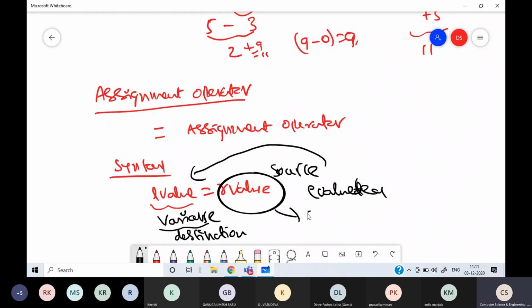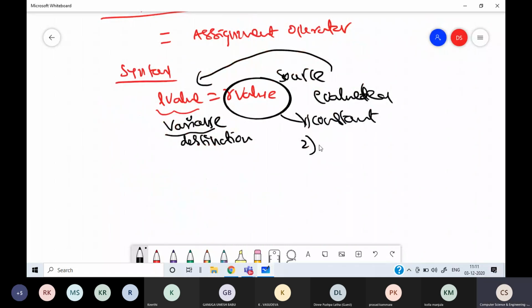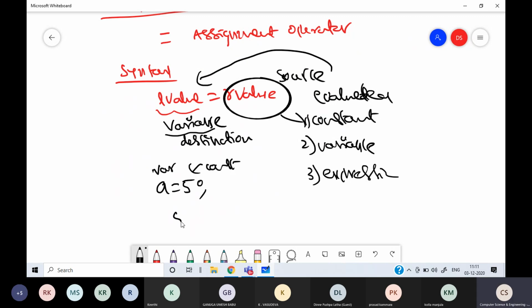The R value is a source, so it can be a constant. The second possibility is that it can be a variable. The third possibility is that it can be an expression. So the R value can be any of these. For example, I can say A equals to 5. Here A is the L value, a variable, and 5 is a constant. I cannot write 5 equals to A. This is not allowed, because A equals to 5 means 5 is moved into A, and A becomes 5. I cannot say A must be moved into 5, because 5 is a constant, and I cannot move anything into a constant. So the L value must be a variable only.